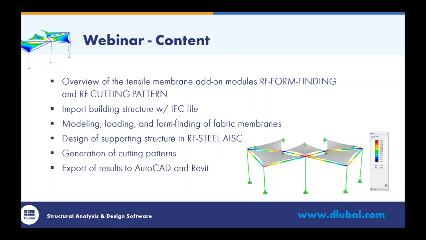membranes for our canopy. We can even design the supporting structure, which we'll touch on with one of our other add-on modules, RF-STEEL AISC. We'll generate the cutting patterns. Again, this will be with the use of the add-on module RF-CUTTING-PATTERN. And lastly, I'll show you how to export these results to both AutoCAD and Revit.